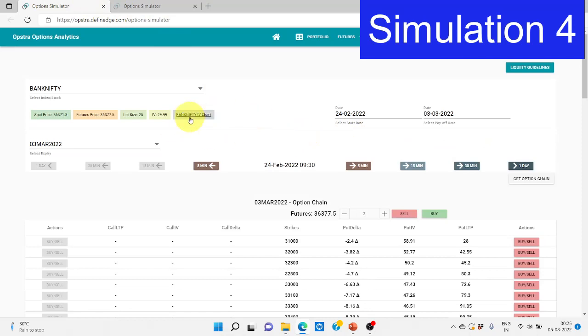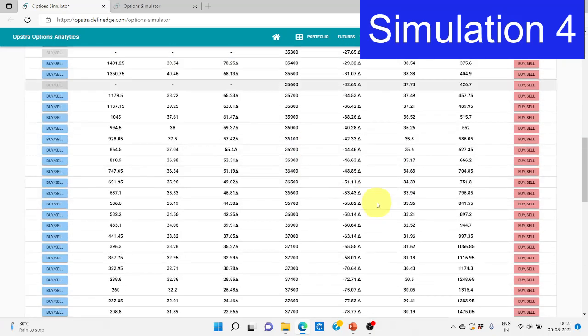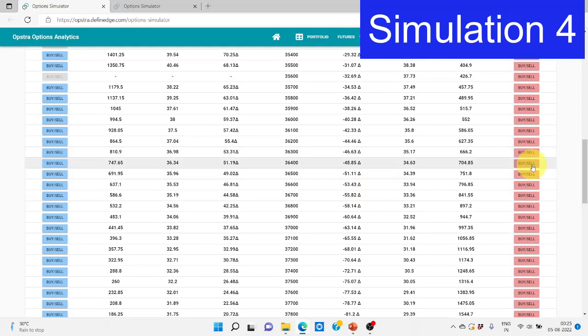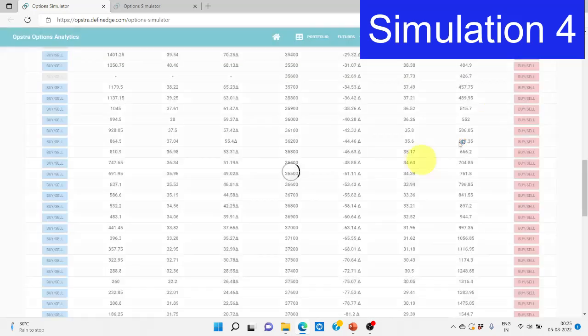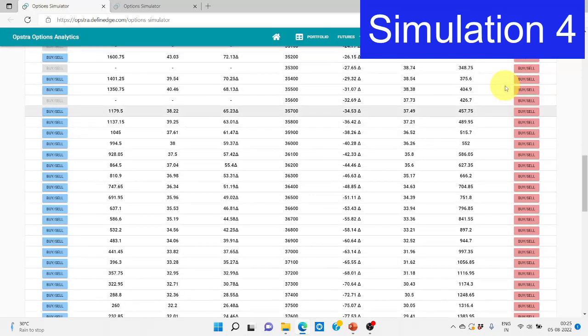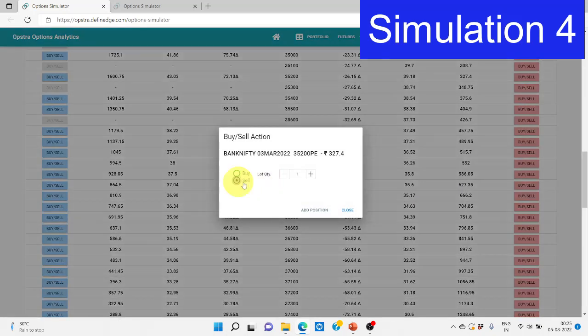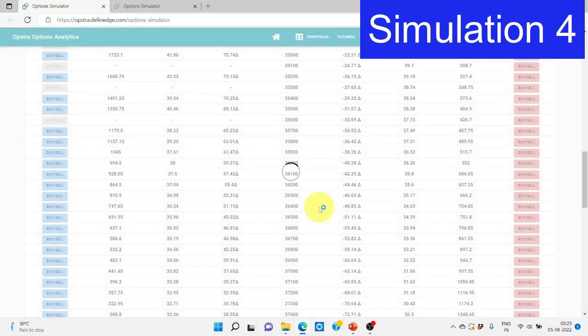Now this is the time when VIX has shot up much more than in the previous month. Now 36,400, you see it is already a 700 rupee premium. So we are going to buy one lot, and around 350 we will be selling. So 327, two lots, let's sell.